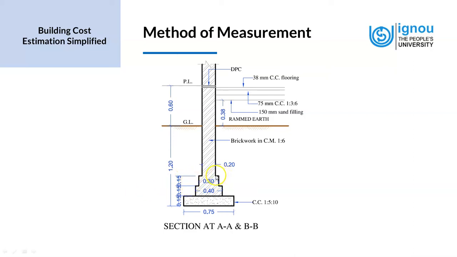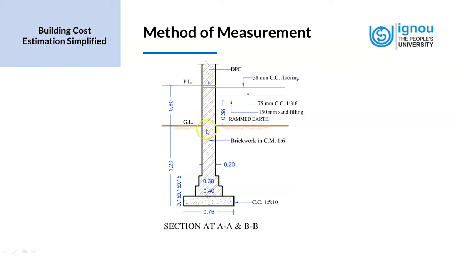Now, the next important dimension for us is the width of the brickwork. It's 0.2 meters. That's the width of the brickwork, which we have discussed in the previous slides also. There's another specification given here, that the brickwork is in cement mortar 1:6. And this width of 0.2 meters, or 20 centimeters, is maintained up to the roof slab.